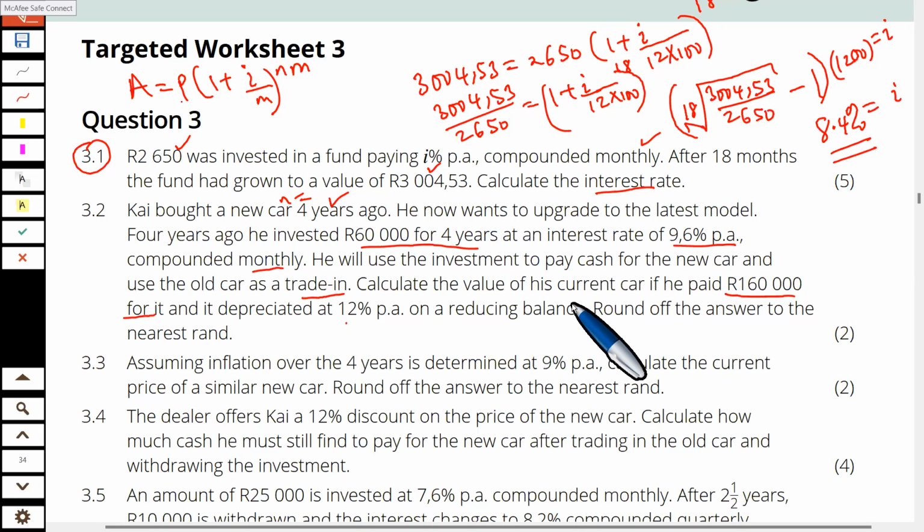If you pay 160 and then it depreciates, how much is it going to be? So yeah, try the 3.2. It's a long story, but you don't need to look at the many figures that are there. You need to look at what actually needs to be done.